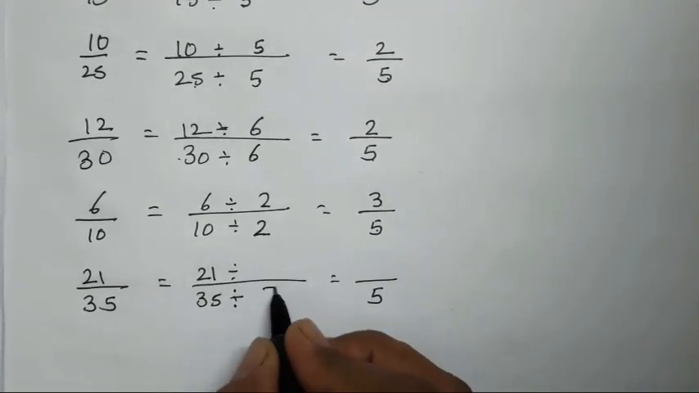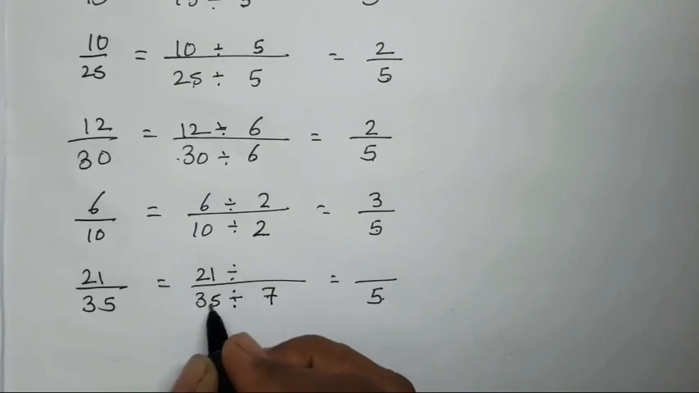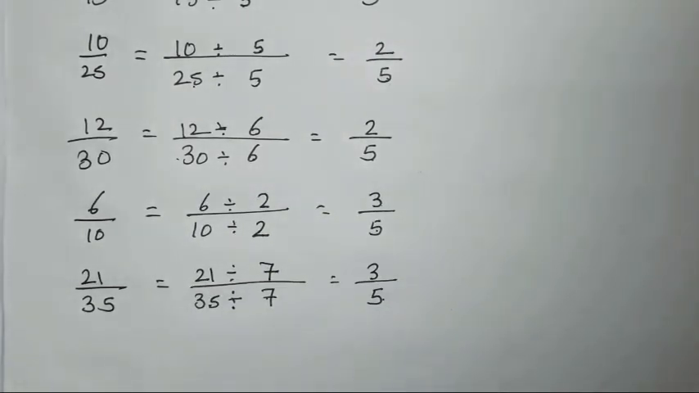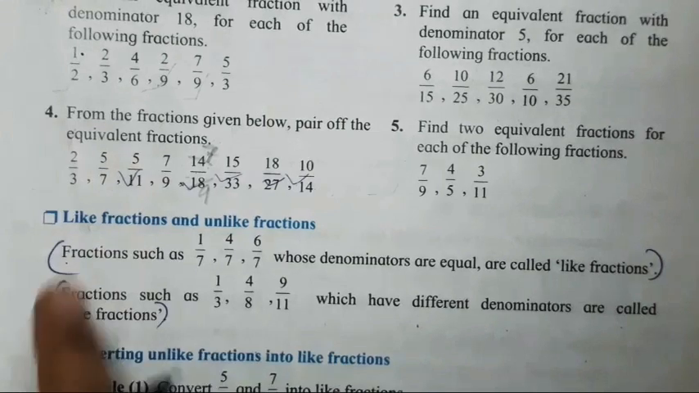Now 7 5s are 35. 7 3s are 21. Isn't it easy?